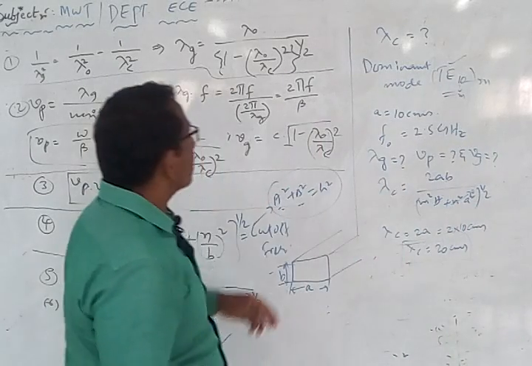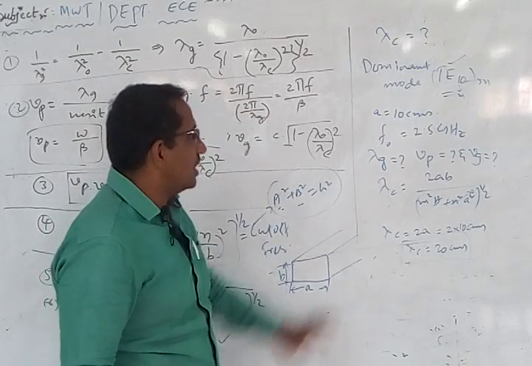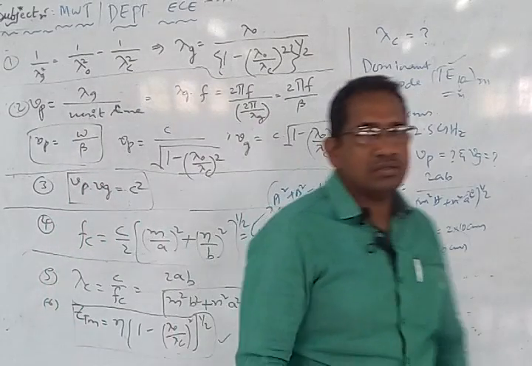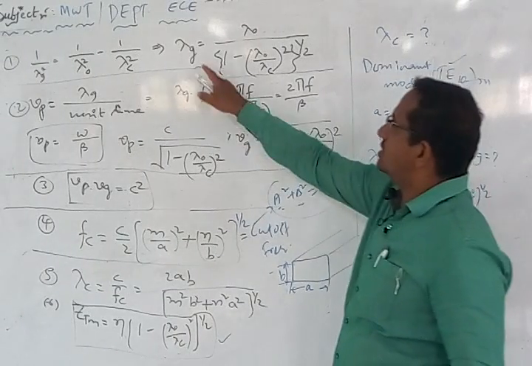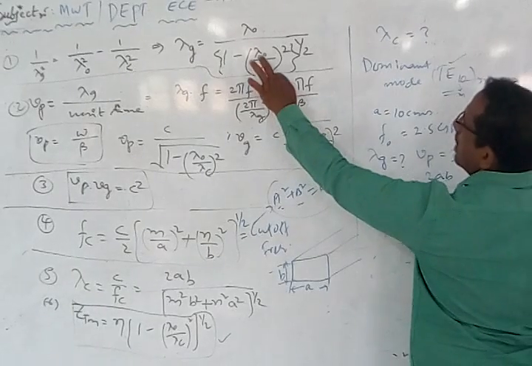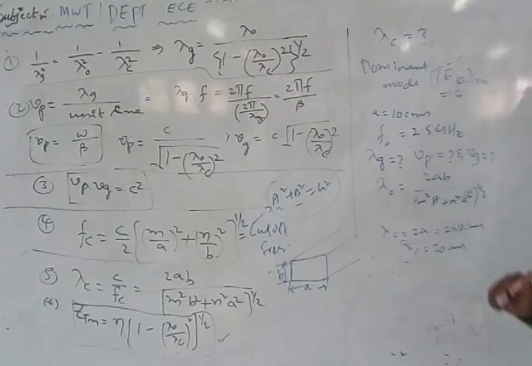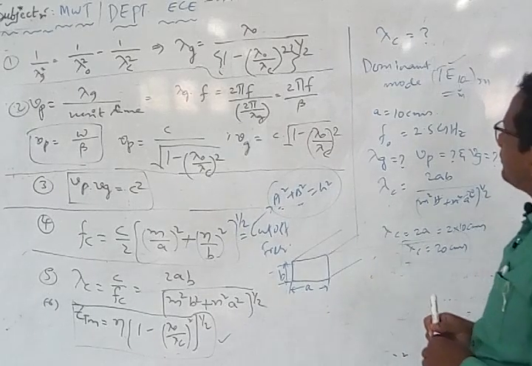So this is the value we have got for lambda c, which is what was asked. Next we should get the lambda g value. How do I get the lambda g value? This is the formula for lambda g. For this, I already know the lambda c value. The only unknown is lambda naught. So how do we find the lambda naught value?